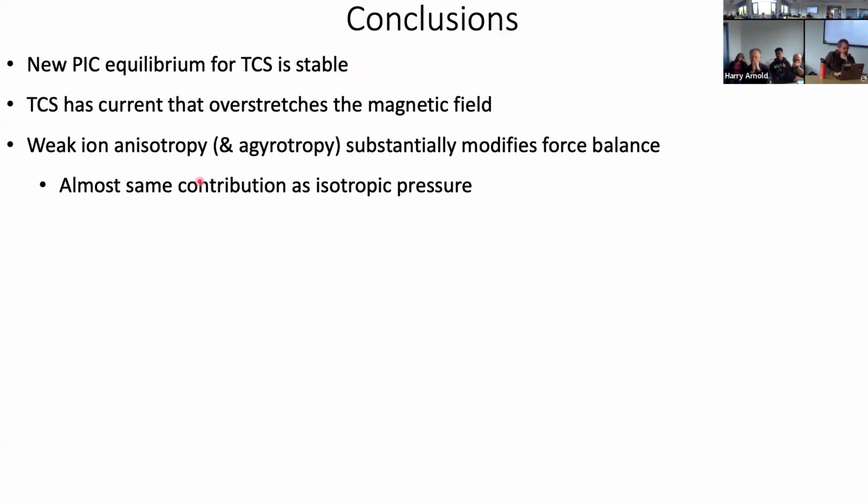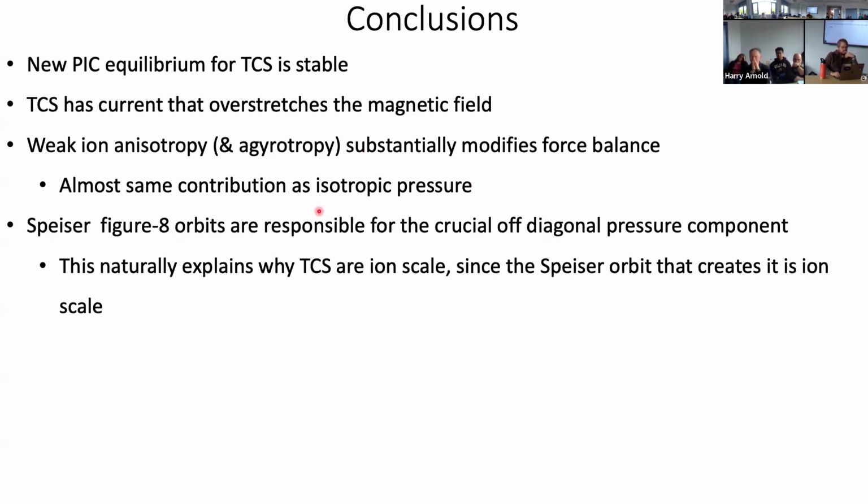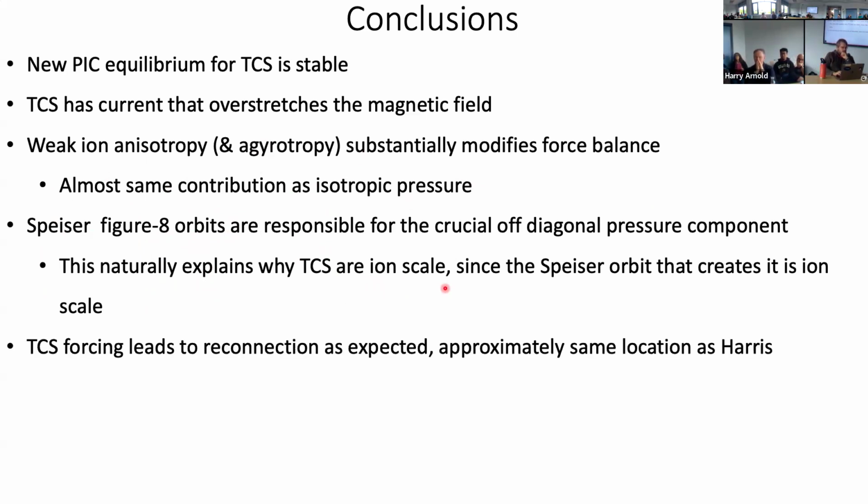So we require weak ion anisotropy, which gives us some agyrotropy, and this substantially modifies the force balance. Again, about 30% of our J cross B force is balanced by this off-diagonal pressure. And the off-diagonal pressure comes from these figure-8 Speiser orbits. That naturally explains why thin current sheets are ion scale, because they're created by these Speiser ions, and the Speiser ion orbit is inherently related to the ion Larmor radius.